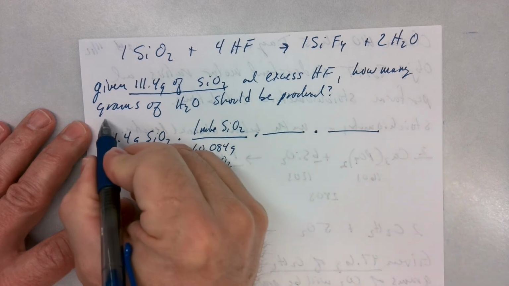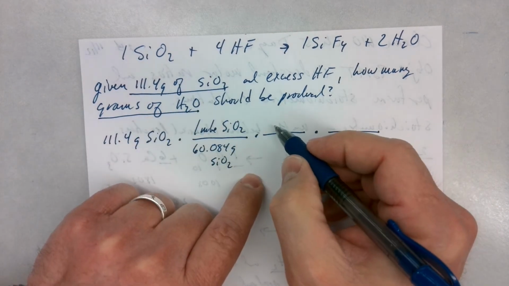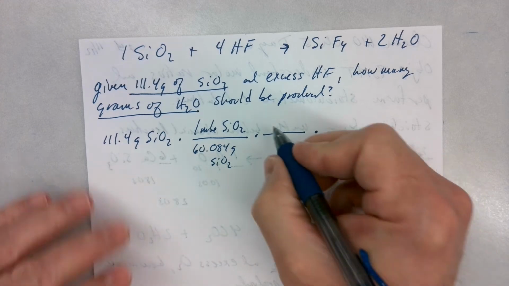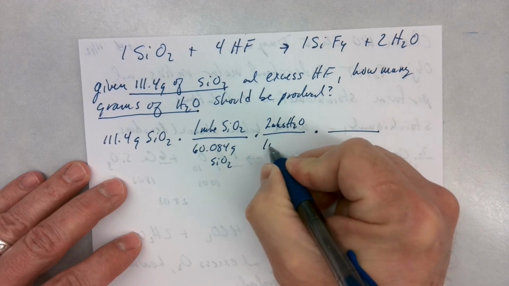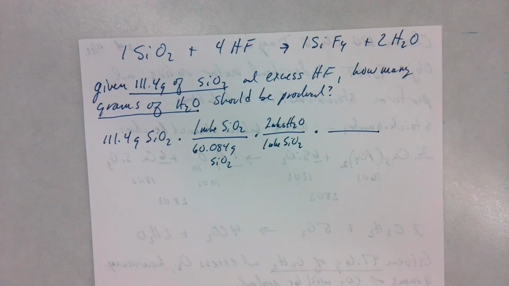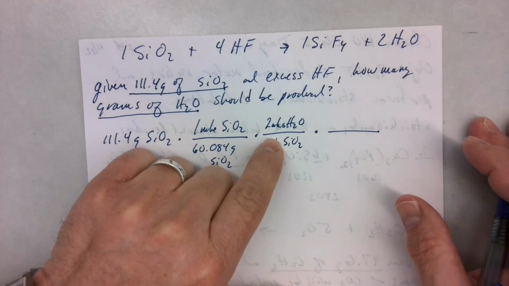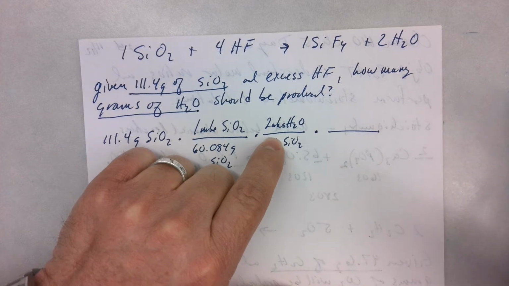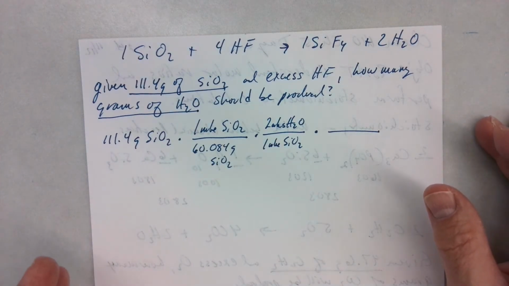What am I going to? I'm going to grams of H2O, but before I go to grams of H2O, I got to go to moles of H2O. So I'm going to go 2 moles of H2O for every 1 mole of SiO2, right? Correct? Now, if I stop there, my answer would be in moles of H2O, right? Which they might ask you to do. But this one didn't ask you for moles, it asked you for grams.